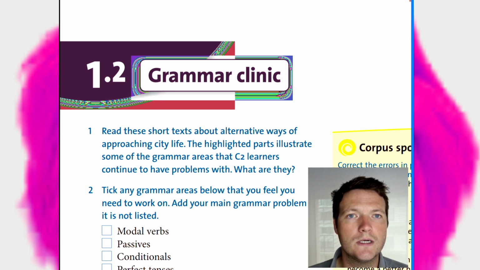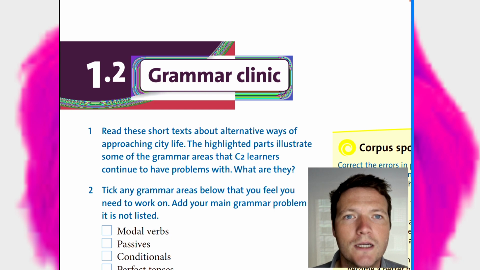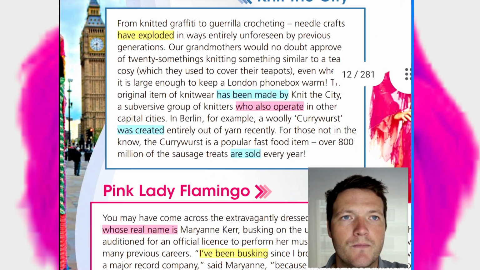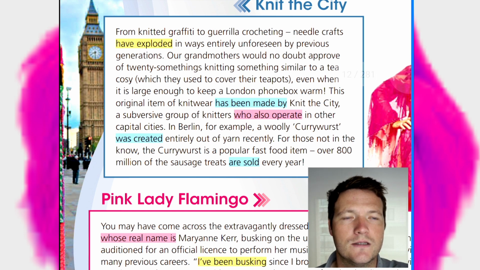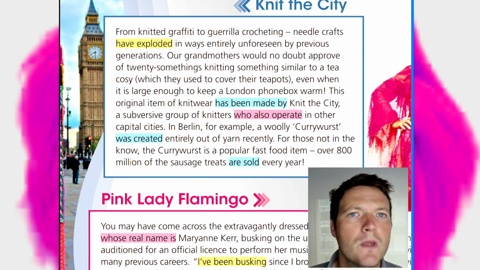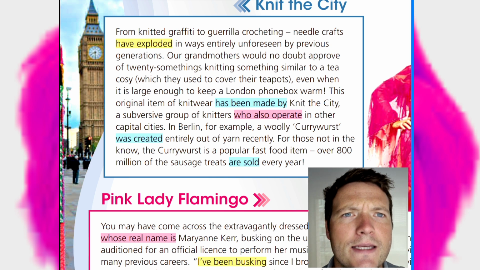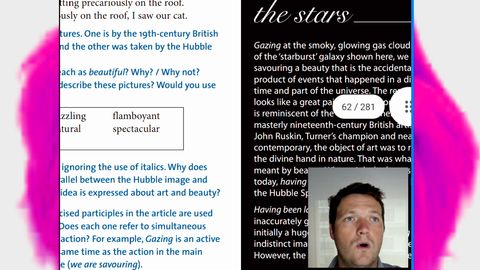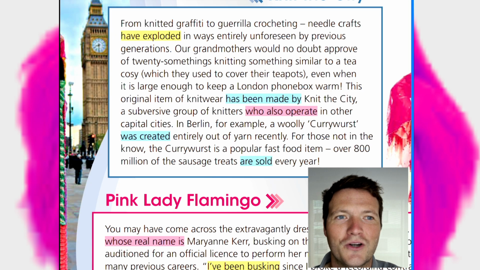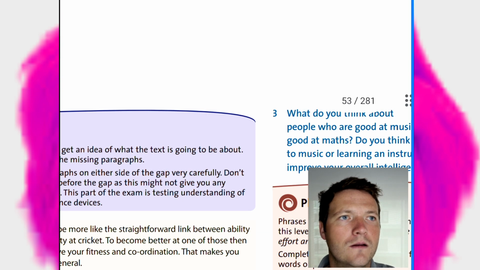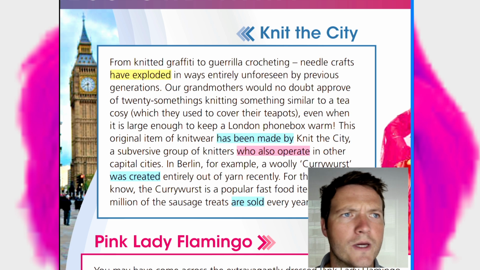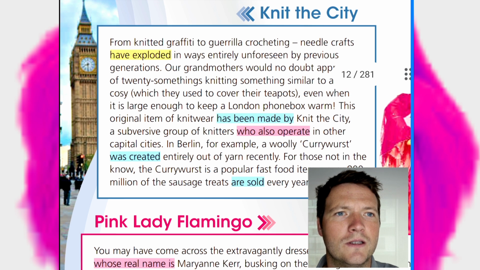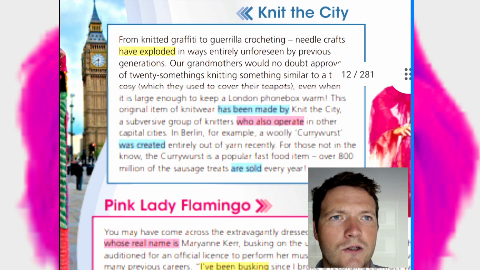Okay, so what are they? We're going to have a look at the highlighted areas and talk about what it is that is difficult about these things. So we can see things highlighted there in yellow, blue, and pink. Let's have a look. The first text is called... Whoa. Not sure what happened there at all. Okay, not entirely sure what went wrong there, but anyway, we have this first article that is called Knit the City.